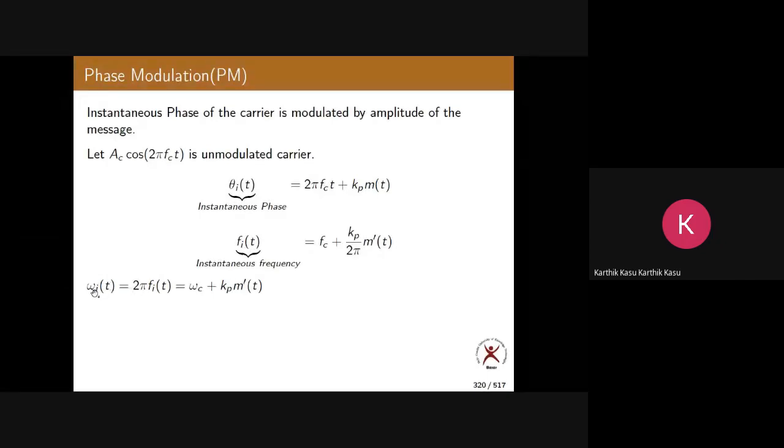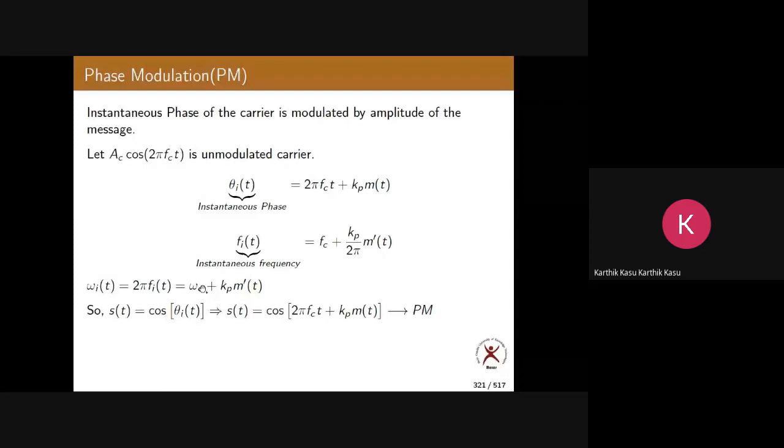Now this is a frequency in hertz. You already know what omega is; generally we write omega equals 2 pi f. So I am writing the same thing here: omega i of t equals 2 pi fi of t. Multiply this by 2 pi. What do you get? 2 pi fc plus kp m dash of t. 2 pi fc is nothing but omega c, plus kp m dash of t. This is a simple calculation. I hope you can do this.